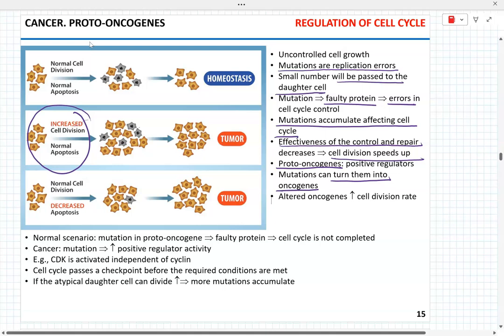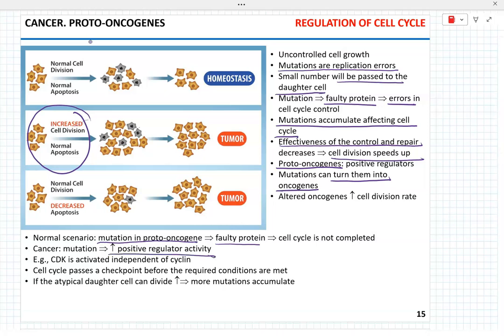Now, normally, a mutation in a proto-oncogene will result in a faulty protein, and the cell cycle is not completed. But in case of cancer, the mutation does not inactivate the protein. It actually increases its activity as a positive regulator.